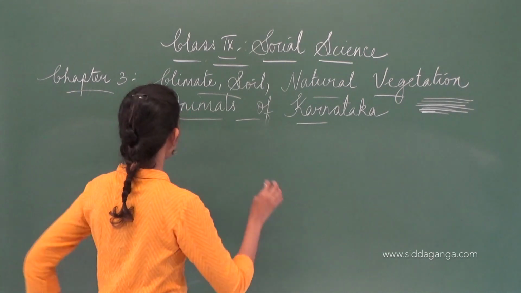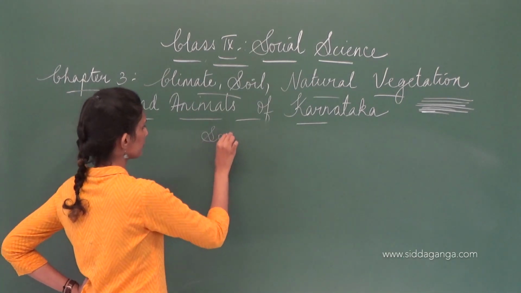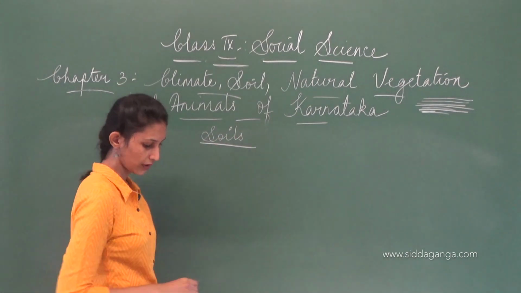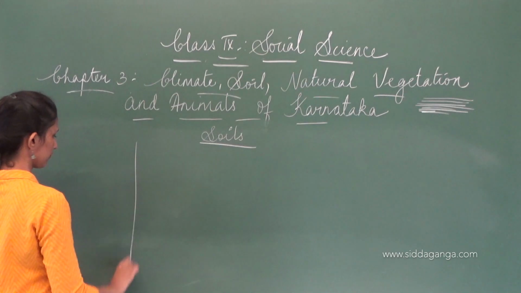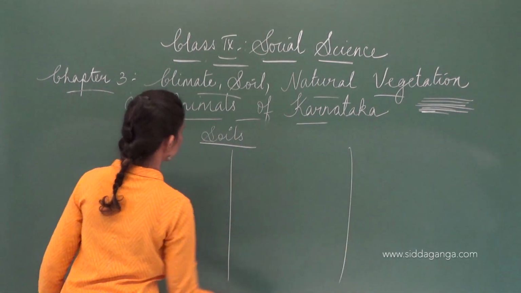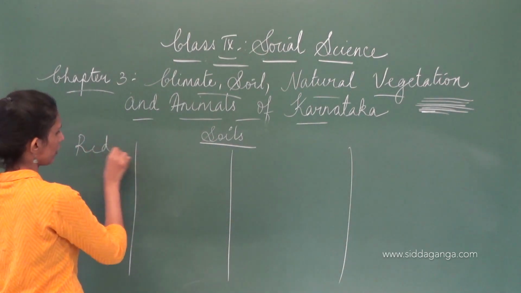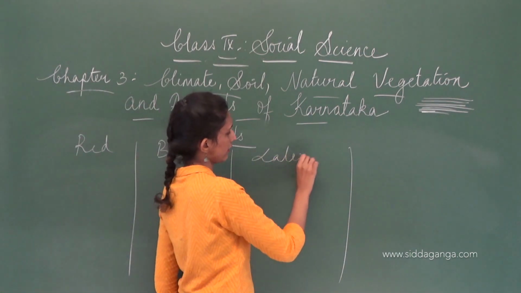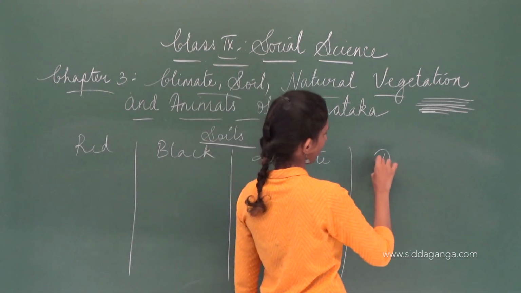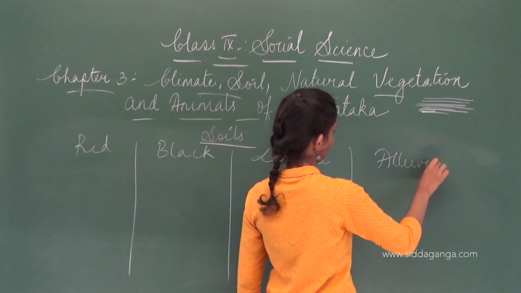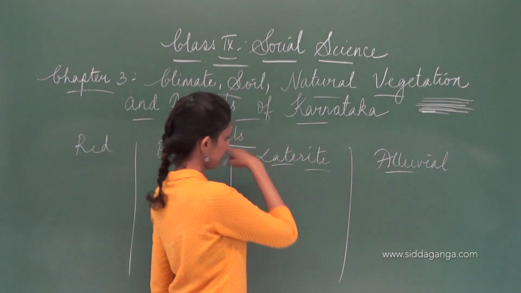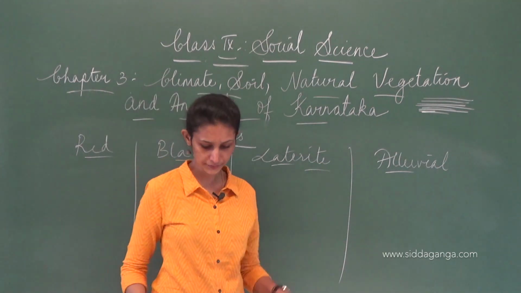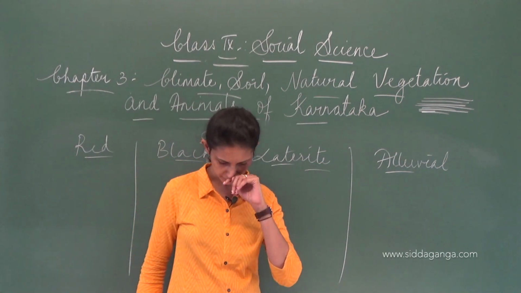Now I want you to write it like this. Write soils of Karnataka. Now divide it into 4 like this. First we studied red soil, then black soil, then laterite, then alluvial. Right? Now the 4 columns are done. Now see, I am giving you an example here.